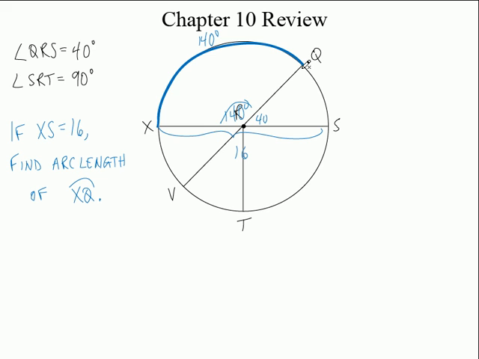So what we have is not all 360 degrees, we only have a bit of it. We only have 140 degrees. We have 140 degrees out of, so you put divide, out of what? A total of 360 degrees. That's our fractional part of the circle. So we're finding the fractional part of the circumference. So what's the circumference? It's pi times diameter. What did they just give you? That XS is the diameter, and it's 16.